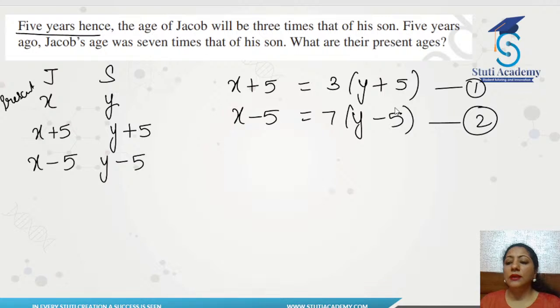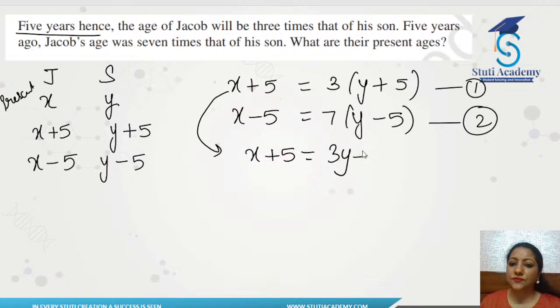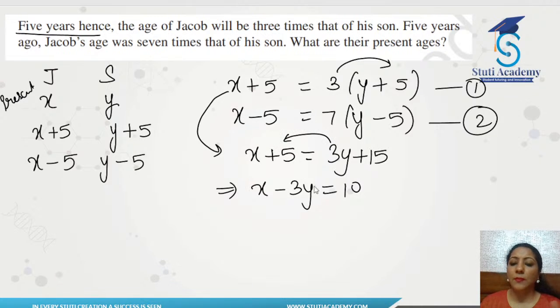Now we are going to first rearrange the terms in the first and the second equations and we'll write them in generalized form. So from here I'm writing X plus 5 is equal to 3Y plus 15. I've taken this 3 inside the bracket and I've multiplied this with all the terms. Then we have X minus 3Y is equal to 10. 3Y I've taken on this side, this will become minus 3Y. 5 I've taken on the other side and this is now 15 minus 5, that's 10. So instead of the first equation, now we'll be using this one. So let's name it as the third equation.